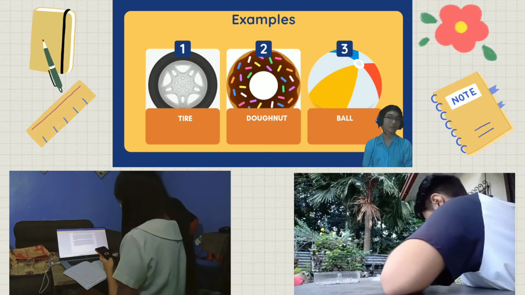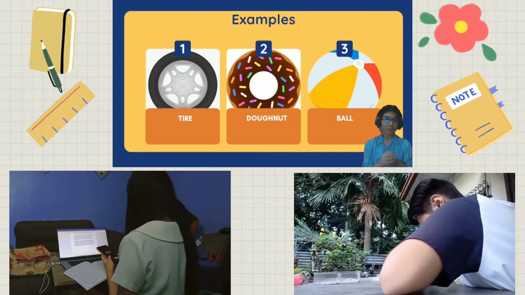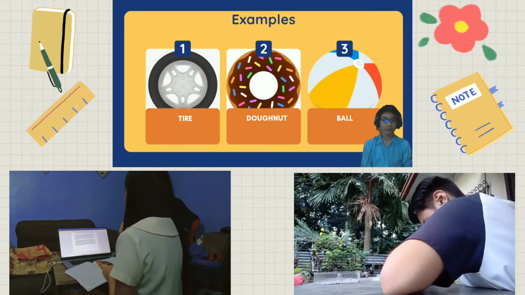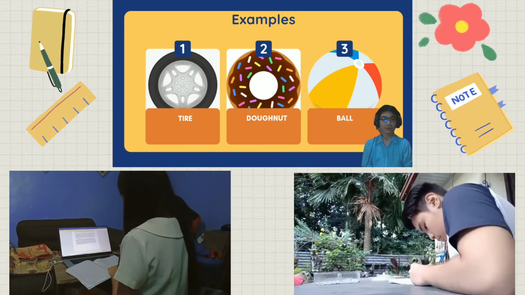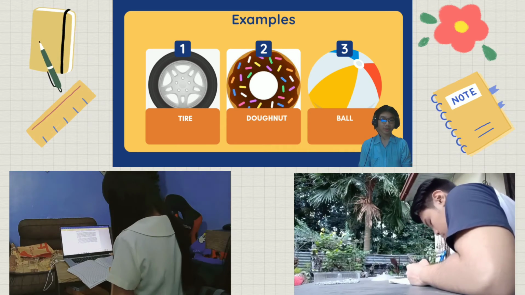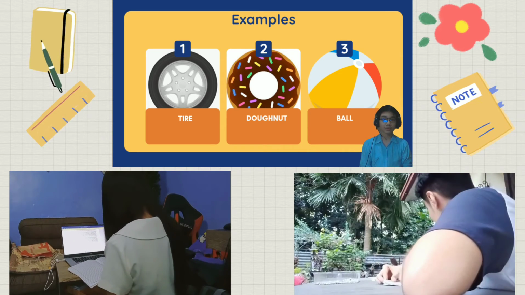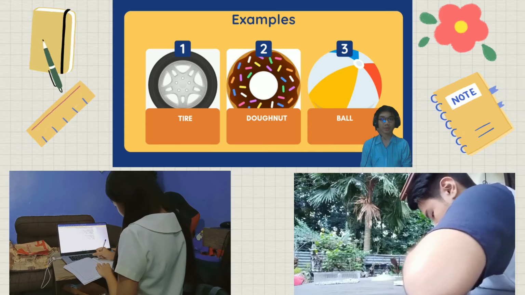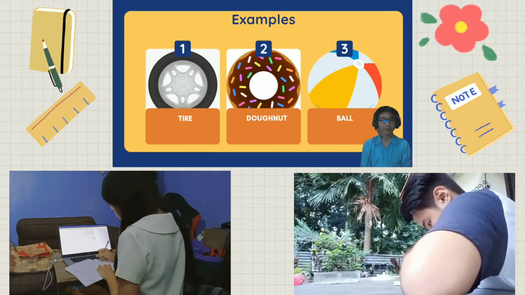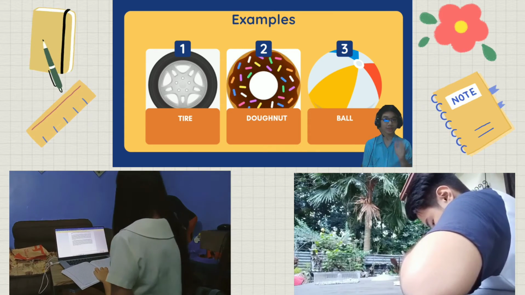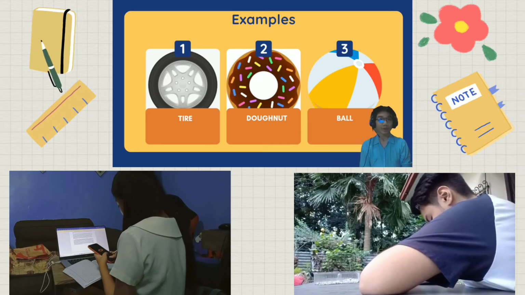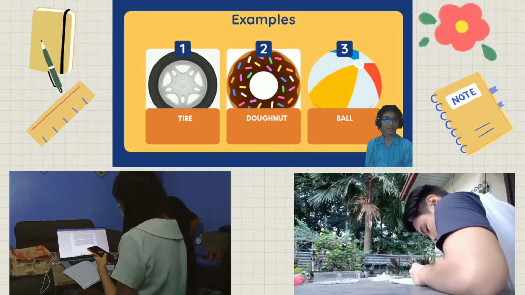Then, using the distance formula, the distance between points (0, 0) and (-5, 0) is the same as for (0, 0) and (5, 0). If you get the distance of them, it is 5. Both of them are 5. And if you get any other point from the circle, you will always get 5 as an answer. That's how you know that it is actually a circle.